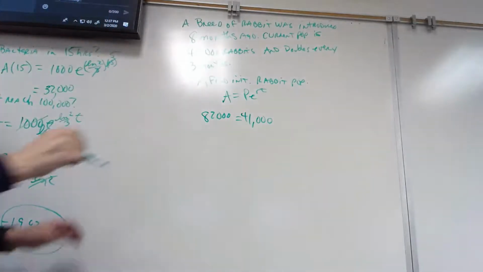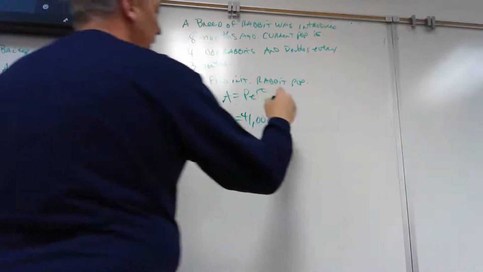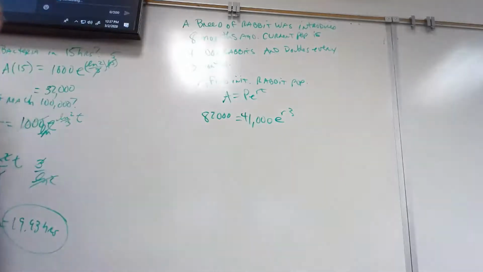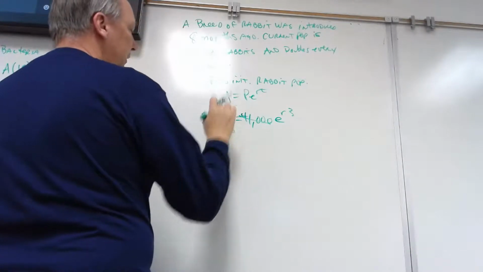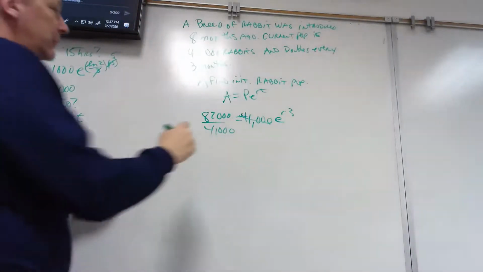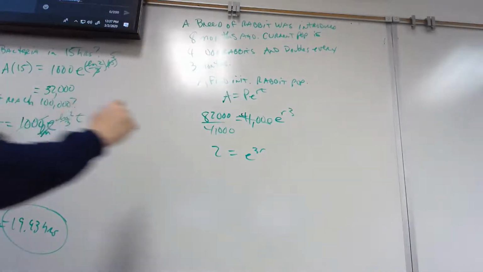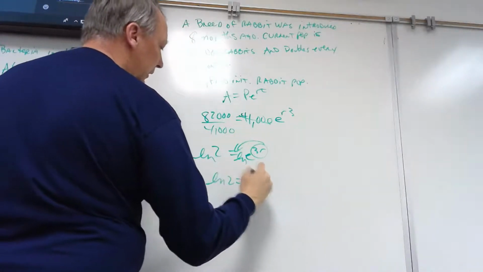All right, do we know the rate? No, we don't know the rate, but we know that the time is 3 months. In 3 months, we're going to go from 41,000 to 82,000. So how do we solve that for the rate? Divide by 41,000. So 82,000 divided by 41,000 is 2 equals e to the 3r. Take the natural log. That comes out front. So the ln of 2 equals 3r.